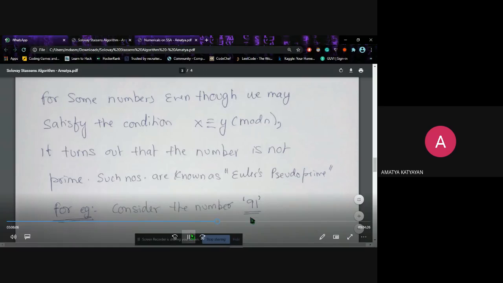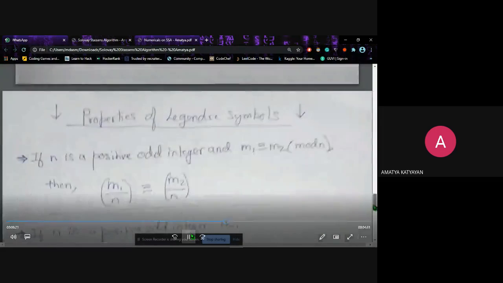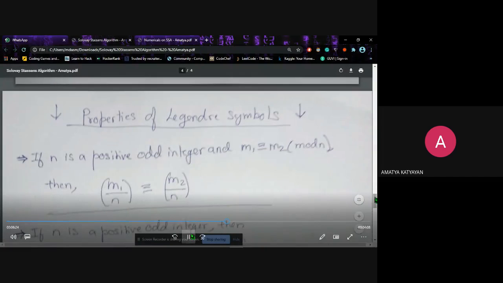Such numbers are known as Euler's pseudo prime numbers. And coming to the properties, there are certain properties of Legendre symbols that we need to note, and these properties are very important to solve our problems related to the Solovay-Strassen algorithm.